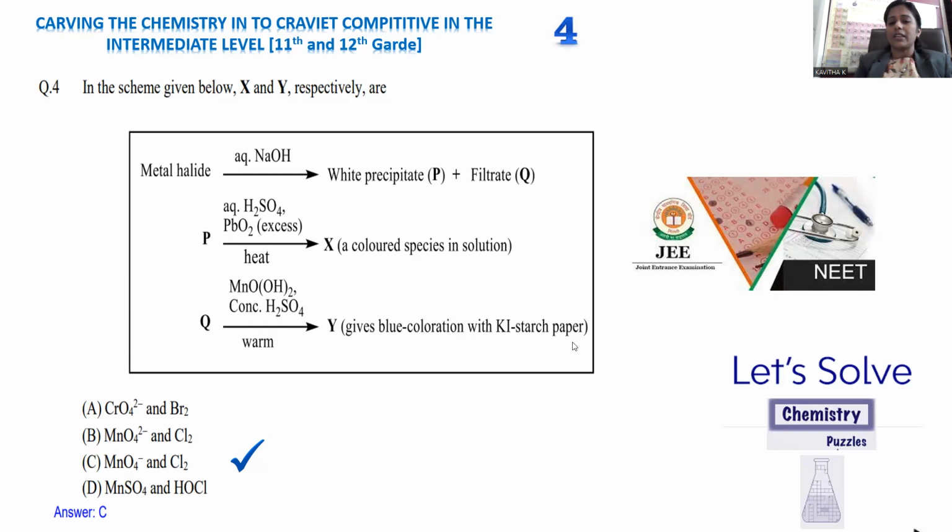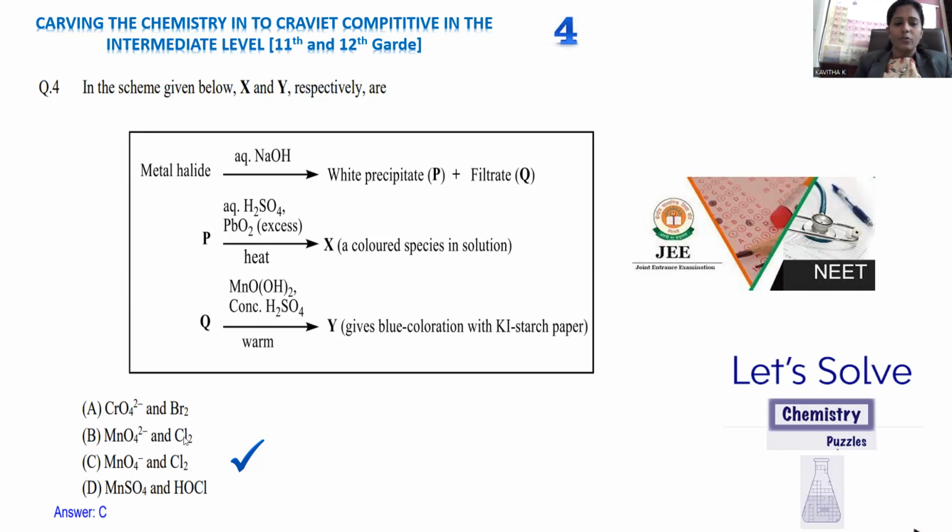Here is the actual clue we got: it gives a blue coloration with potassium iodide starch paper, right? Starch is the indication for the liberation of halogens. Whenever starch is treated with halogens like iodine, it will give a blue color complex. Chlorine, it will give a blue color complex. Bromine, it will give a blue color complex. So here the answer is that starch paper gives blue coloration. That indicates Y must be a halogen.